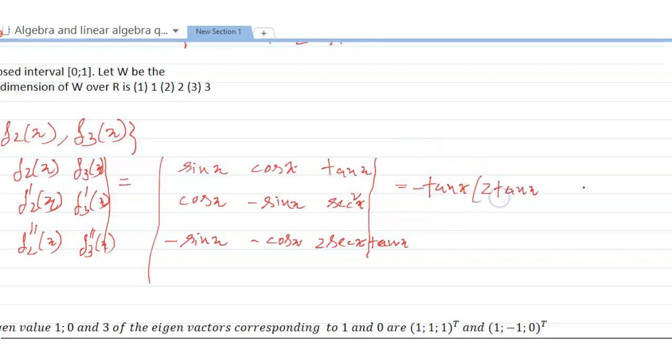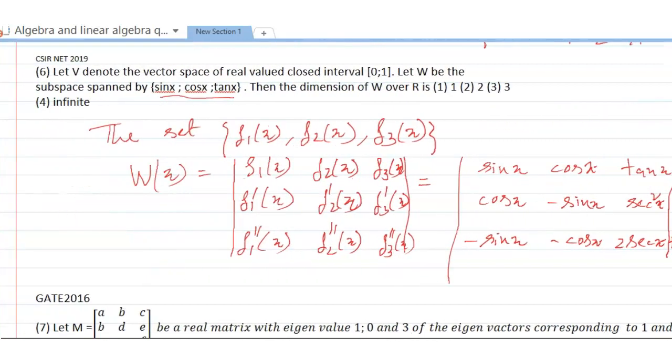Now if I find the determinant of this formula, the value is tan x minus tan x into 2 tan x plus 3, and at x equal to pi by 4, the Wronskian does not equal 0. The Wronskian is equal to 5. So to find the dimension of W, the main factor is: if the Wronskian does not equal 0, this means the functions are linearly independent.